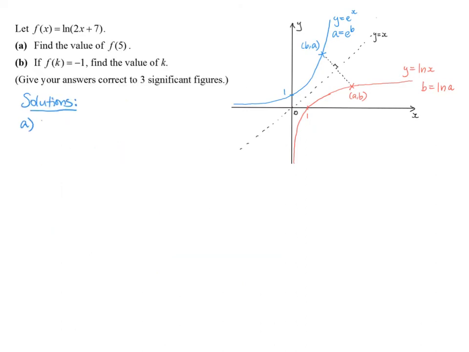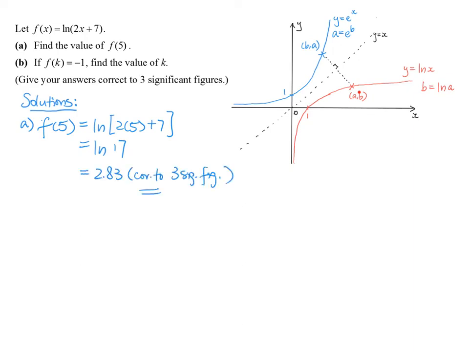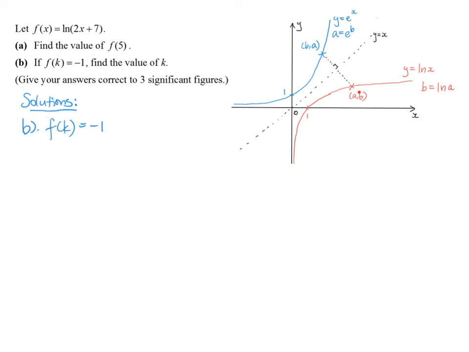Now for this question, what if our function is the ln function? For part A, you just put in the 5 into the place of x, so that will give us ln of 17. Now this is not a whole number, so you need to use a calculator, which gives us 2.83.